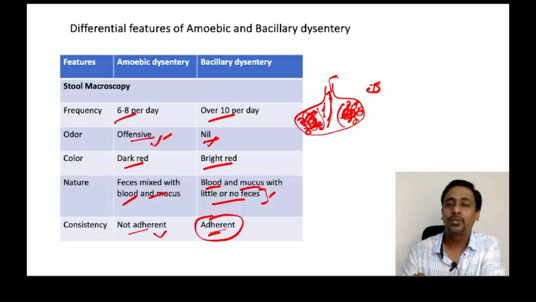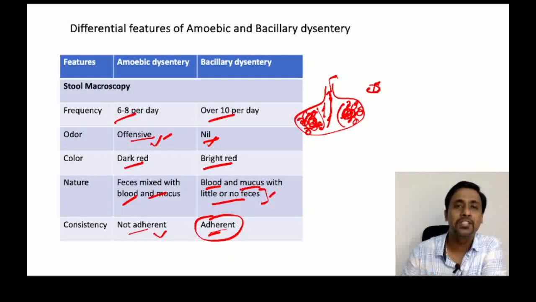Nature: the stool is mixed with blood and mucus in amoebic dysentery, whereas in bacillary dysentery it is primarily blood and mucus with very small or scanty feces because of toxins and tenesmus. Consistency: it is adherent to the container in bacillary dysentery because the mucus is not mixed with stool, and it is not adherent to the container in amoebic dysentery because the mucus is mixed in the stool, so it will not stick to the container.